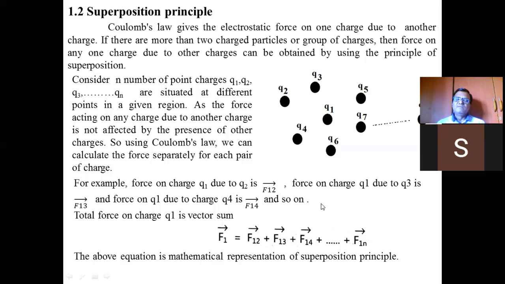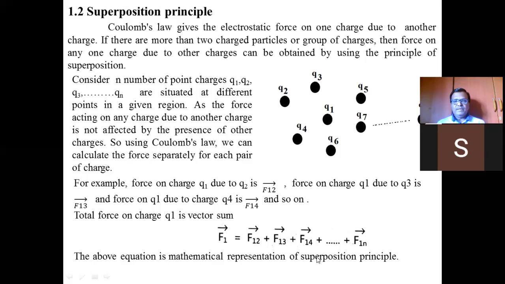We can calculate force exerted on charge q1 due to charge qn, and that is F1n bar. By adding all these forces exerted on charge q1 due to all other charges, we get the resultant force acting on charge q1. The total force on charge q1 is given by the vector sum of all these forces. That is F1 bar is equal to F12 bar plus F13 bar plus F14 bar plus so on up to F1n bar.